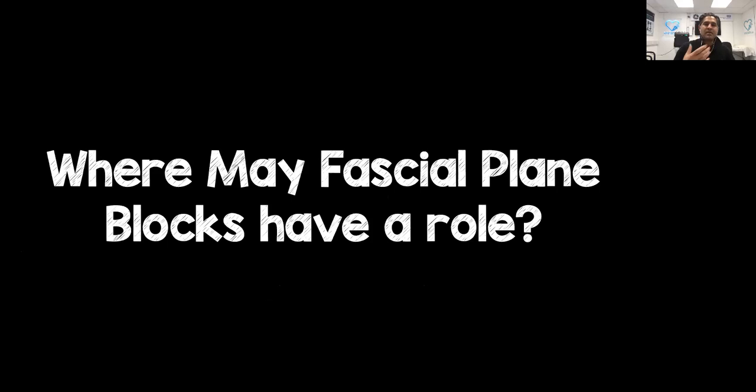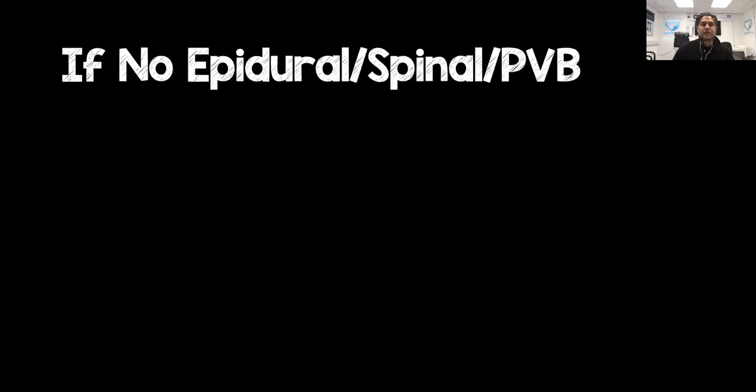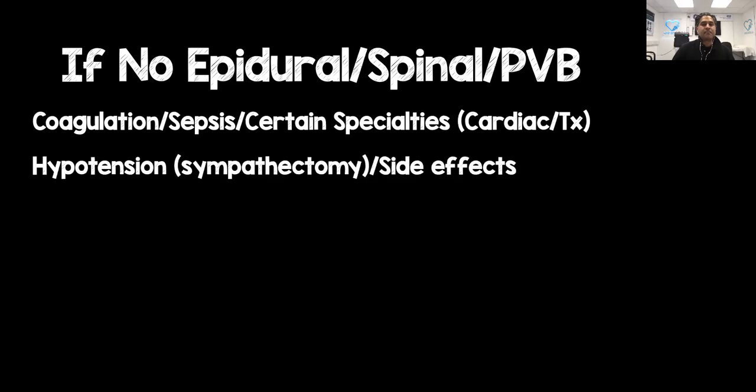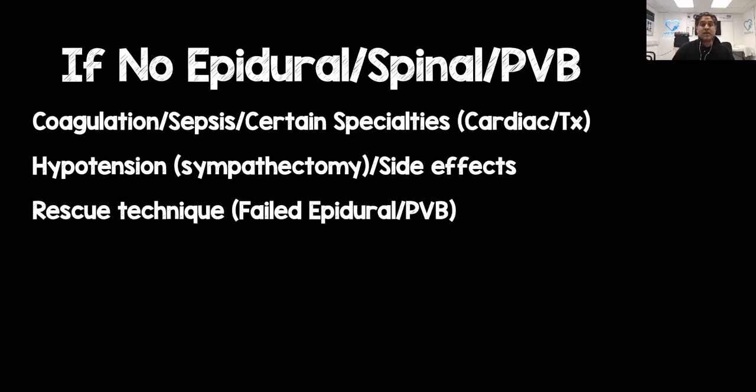So where may fascial plane blocks have a role? Certainly, if there's no spinal, epidural, or paravertebral block, that's where fascial plane blocks may have a role. And that may be because of coagulation concerns, because of sepsis, so you don't want to put an epidural catheter in, or in certain surgical specialties, such as cardiac surgery or transplant surgery, where you wouldn't normally put a regional anesthetic technique. They may have a role where you want to avoid the side effects of the more central neuraxial blocks, such as hypotension.